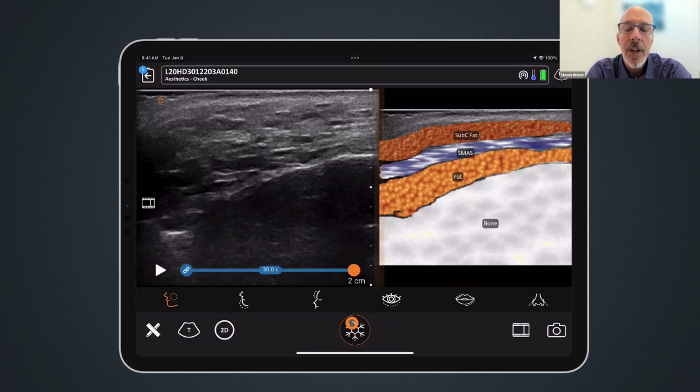Ultrasound is all about visual recognition. If you weren't adept at ultrasound, it would be hard to make out this SMAS layer, but it's night and day for me. Newer people can't. And then there was a lighter superficial layer, which was the superficial.